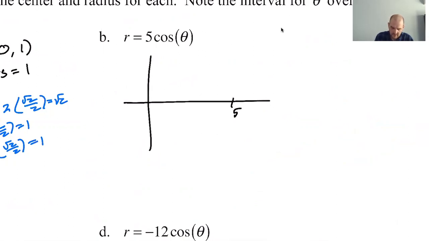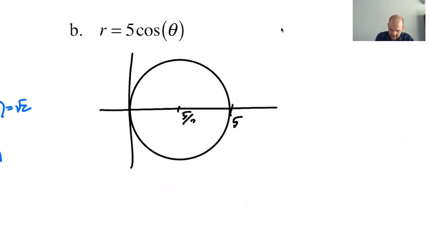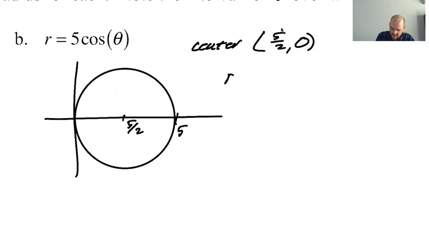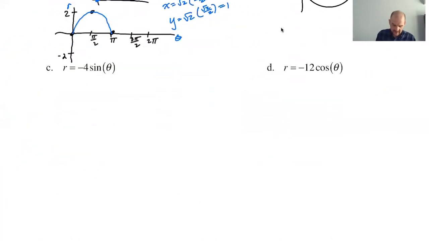There we go. There's 5 halves. So the center is going to be at 5 halves, 0, and then the radius is going to be 5 halves. And it's going to take pi. So if you're centered on one of the axes, tangent to the origin, it's going to take pi.